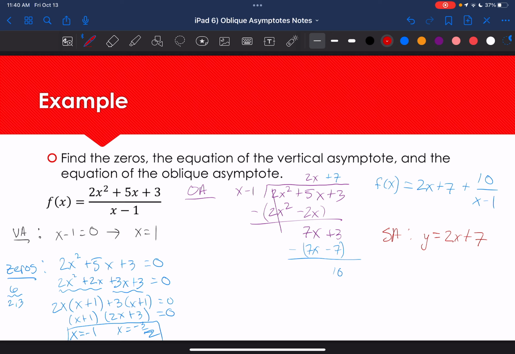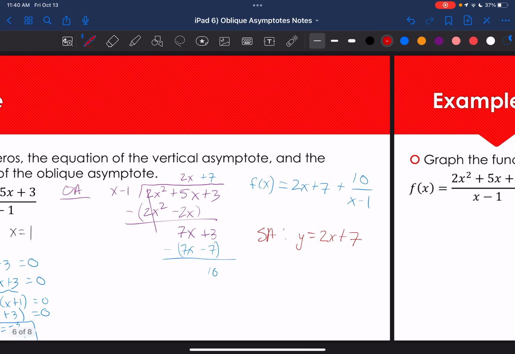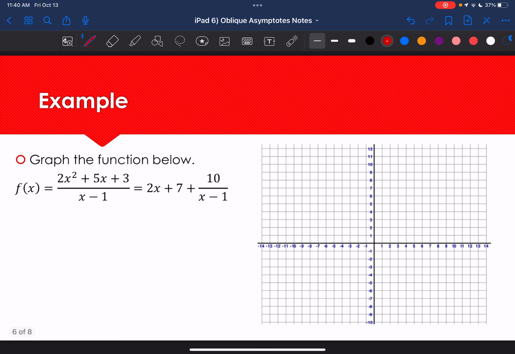So there's all the pieces. Now that I have all the pieces, I need to graph it. Let me write down, we had a vertical asymptote of x equals 1. We had zeros of x equals -1 and x equals -3/2. And then we said our slant asymptote or oblique asymptote was y equals 2x plus 7. That's going to be the last thing that I'm going to put on here, but let's put our zeros on first.